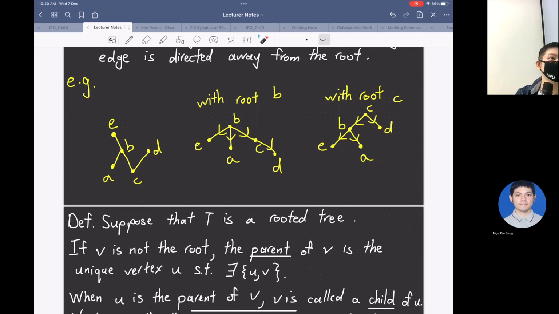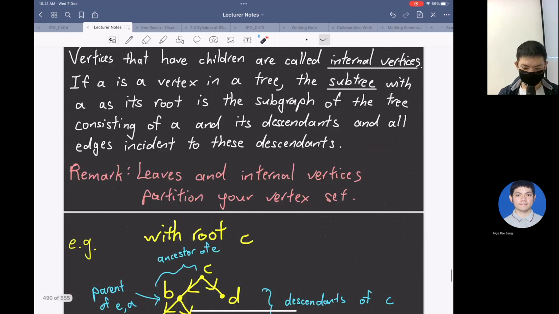Make sense? You cannot have a child and not have a child at the same time, right? If you don't have a child, you are a leaf. If you have a child, you are an internal vertex. So these two sets partition your vertex set. You are either an internal vertex or a leaf. Okay, can you get it? So this partitions the set.